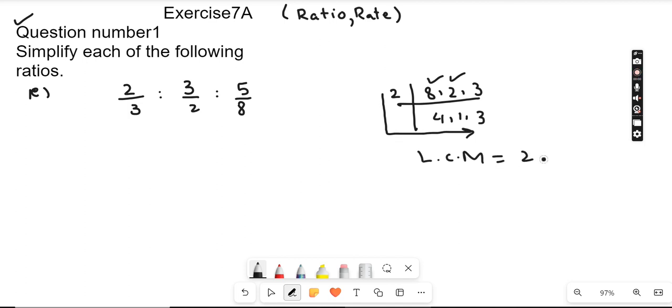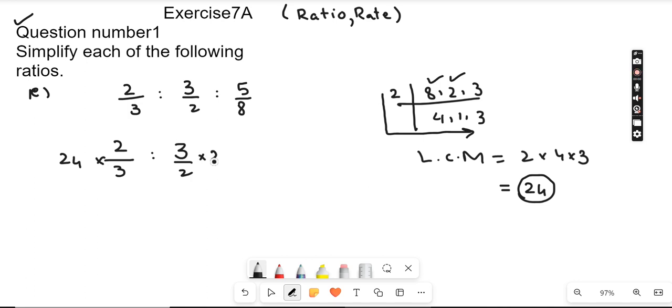2 times 4 times 3, एलसीएम आपका 24 आ गया. अब जो आपका एलसीएम आया उससे आपने हर टर्म को मल्टीप्लाई कर देना है. इसको मल्टीप्लाई किया, देन विद दिस वन, देन विद द थर्ड फ्रैक्शन एज वेल.